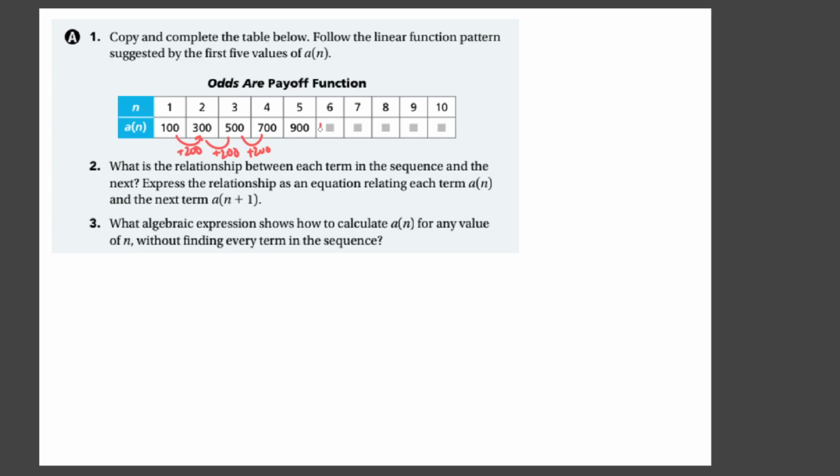900 plus 200 is 1100. 1100 plus 200 is 1300. And we're going to kind of continue riding the odd train into oblivion. Boom! There we go.